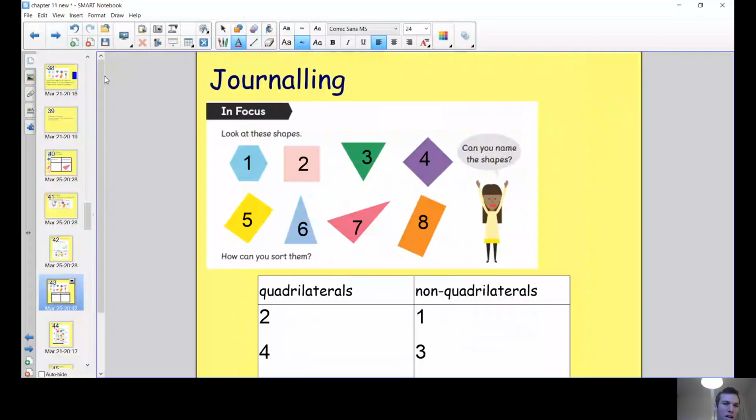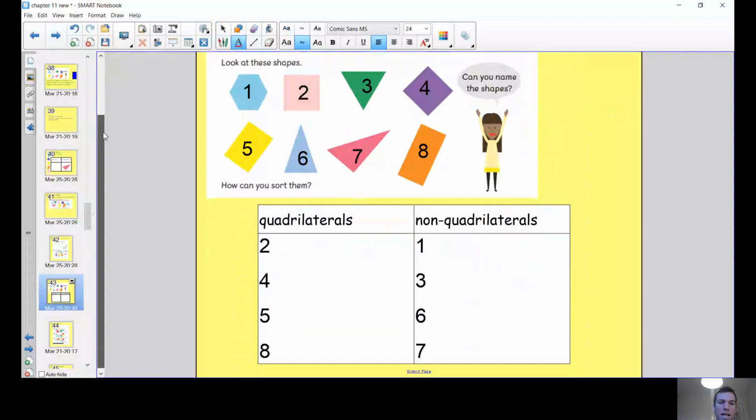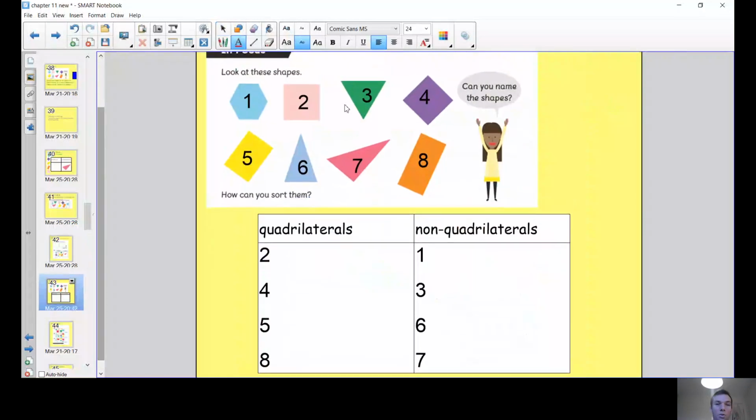Okay. We've got another way here that we could sort these shapes, and this word here says quadrilaterals. Quad, that's the important part of this word, and that tells you something about the shapes. If you have a quad bike, you probably know how many wheels that has, or if you have a quarter, you know how many equal parts that has. So a quadrilateral has 4 sides.